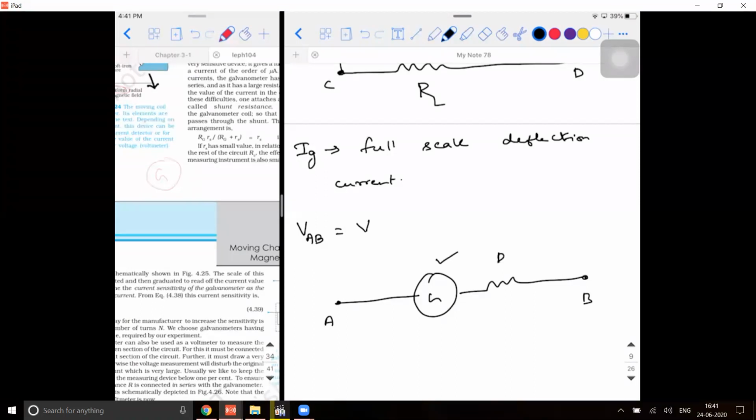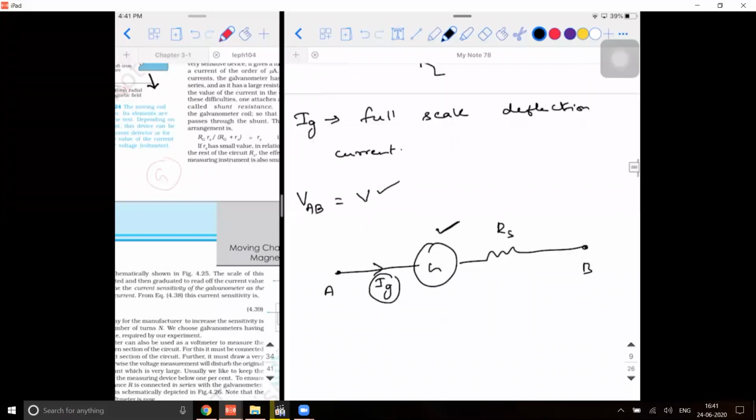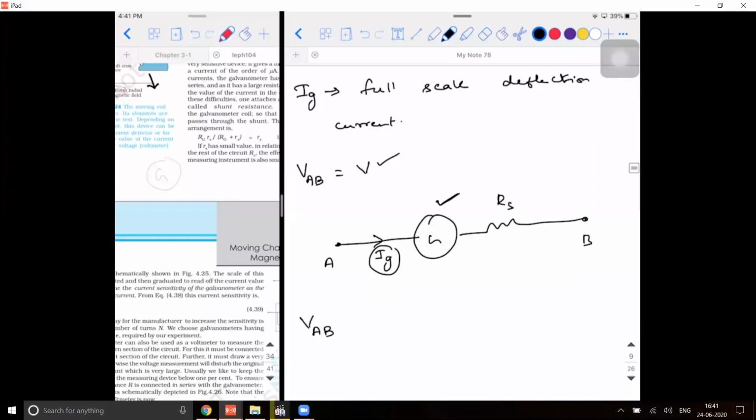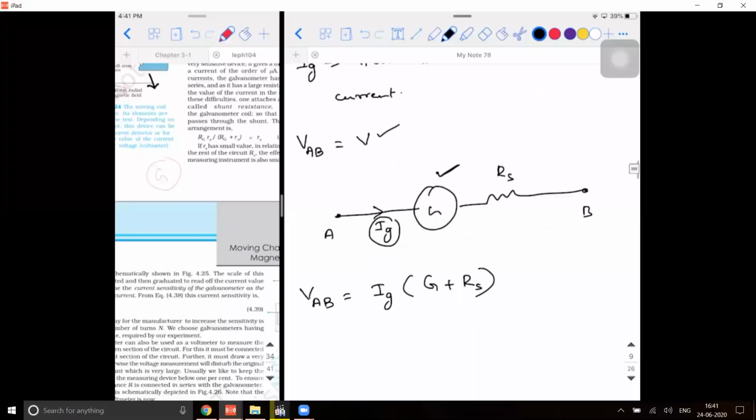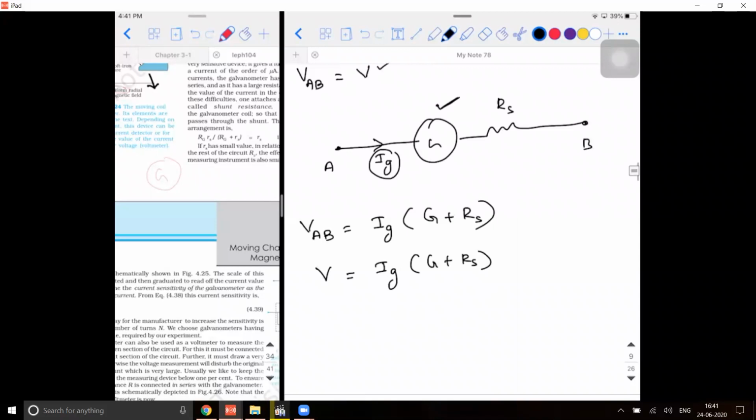Okay. Now I want you to find the value of RS in terms of the required value, the known value, and the full scale deflection current. How will you do it? It is nothing but simple Ohm's law. Can I say VAB is equal to IG into (G plus RS)? Right. So VAB is the value of V, that is equal to IG into (G plus RS). So what do we need? We need the value of RS. So RS = V/IG − G. So this is the value of the resistance that you need to choose for this particular combination. So this is the formula.